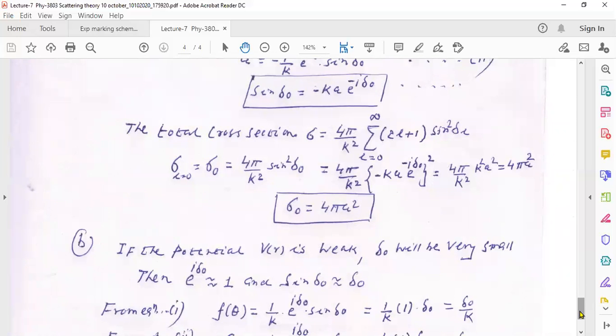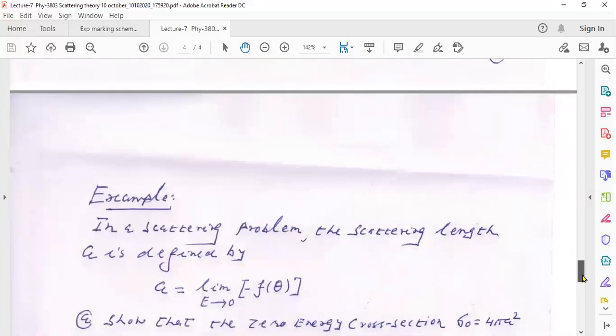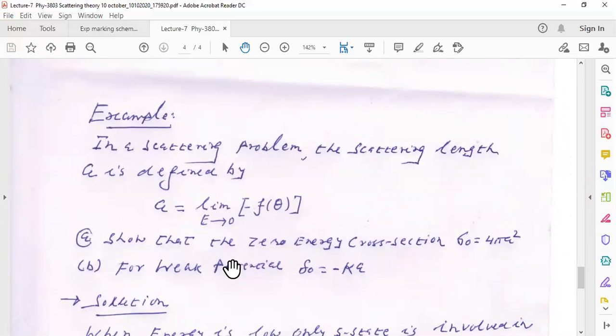And now you have another problem. You see what the other problem is? This says show that, we have calculated, show that the zero energy cross section is this. We have done this. For weak potential, show that the phase shift is minus k times a. Dear friends, please note that here I wrote capital K, but please consider this all as small k, and note this down. So for weak potential, δ_0 equals minus ka. We want to prove this. So look at this problem.